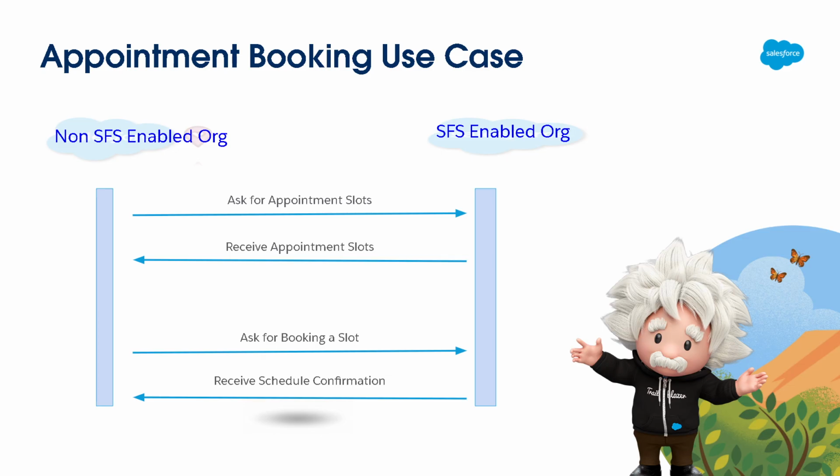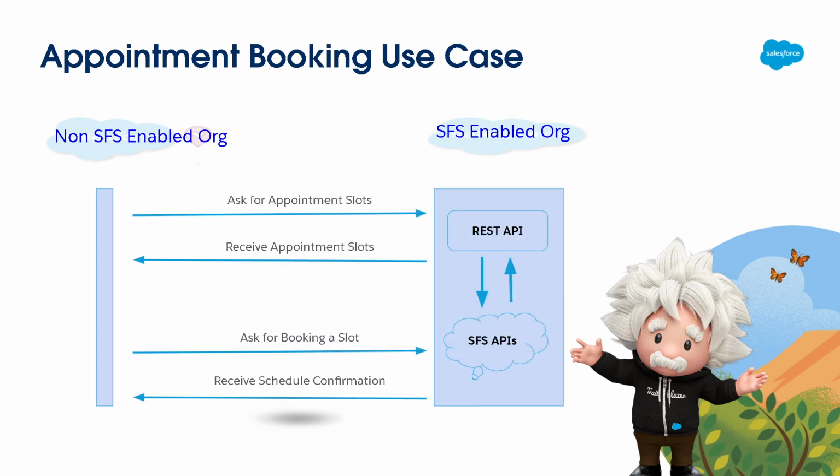Essentially, what we do in this case is we ask for slots and we receive slots, and then we pick up one of the slots and ask for scheduling it, and we receive confirmation that it's been scheduled. To enable external systems to do it, we need to add a REST API within the Salesforce SFS enabled org so that external systems can talk to this REST API, which is a general Salesforce technology. And this REST API has access to all the SFS object model and APIs that reside only in the SFS enabled org.